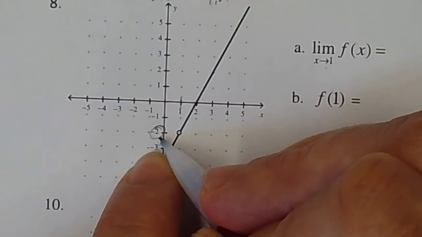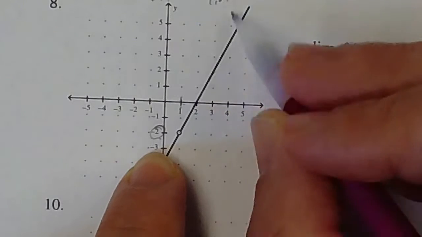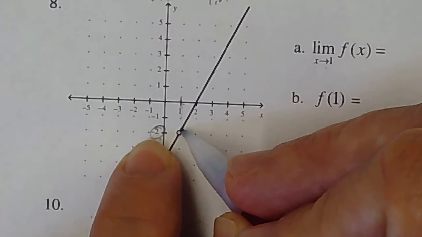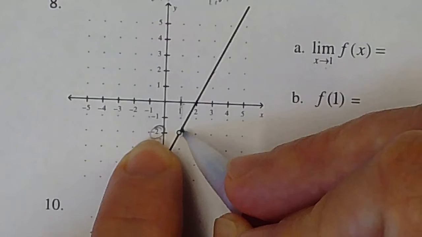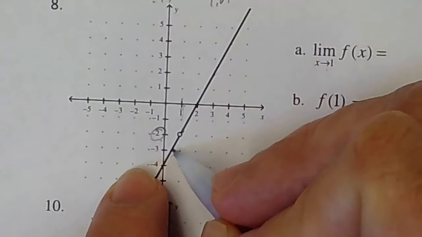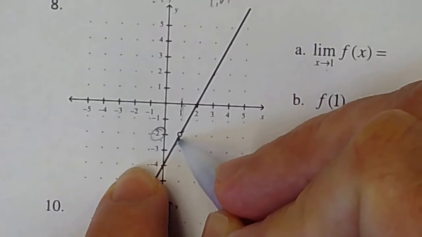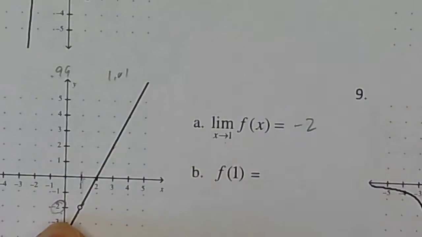-2. Okay, like I said, just like from a table, 1.01, what would we say? I don't know, maybe -1.999? And what about 0.99? Okay, it's getting close to like -2.01. So the answer to that's -2. That's it.